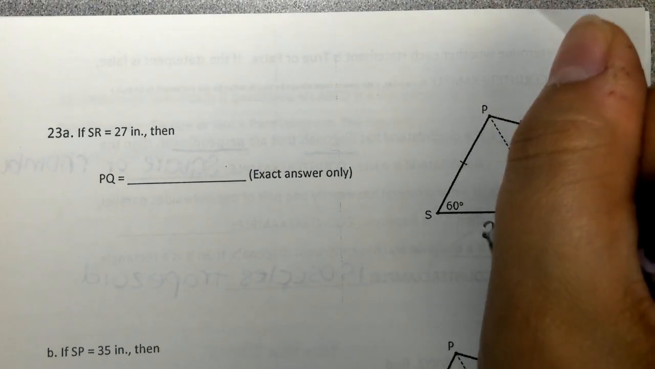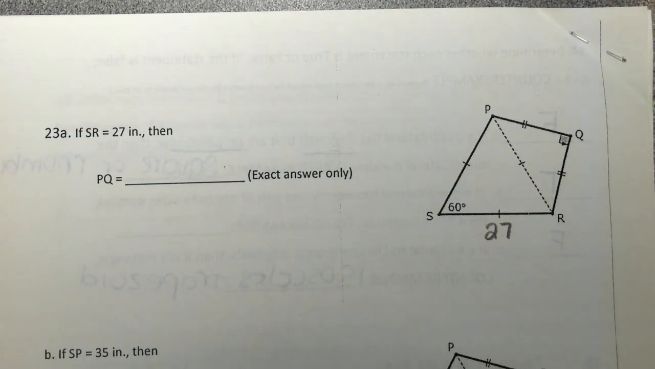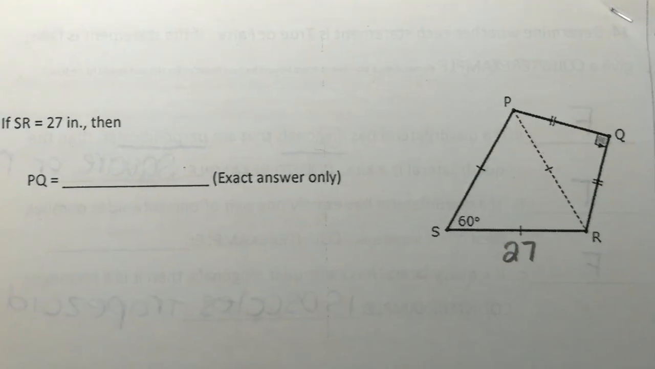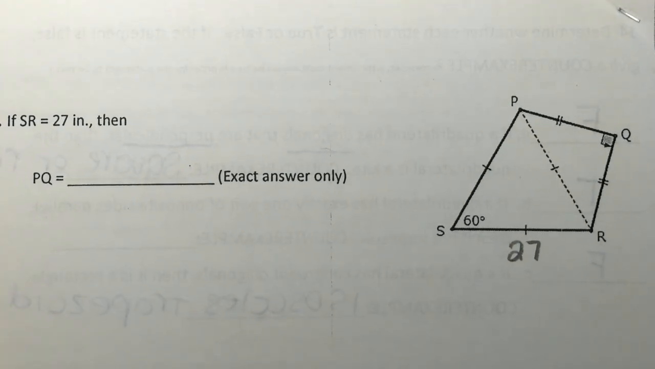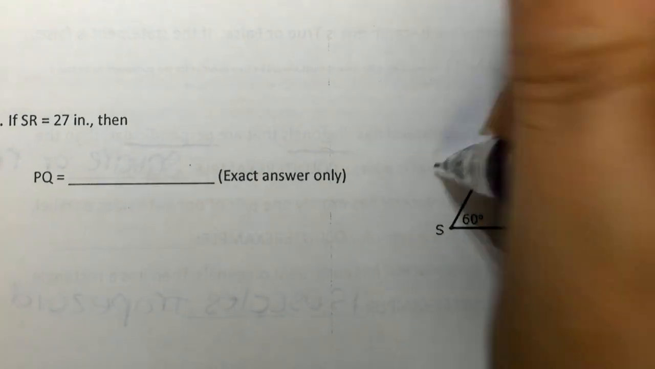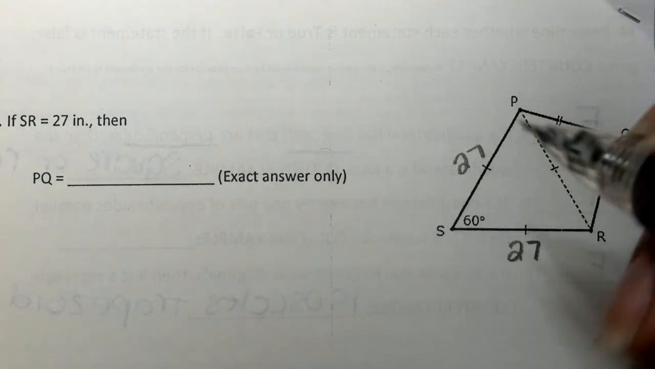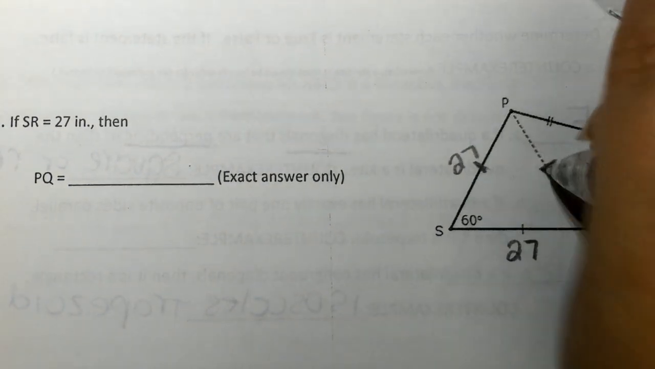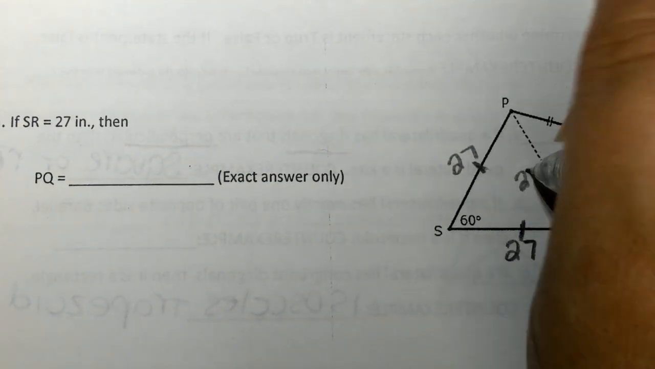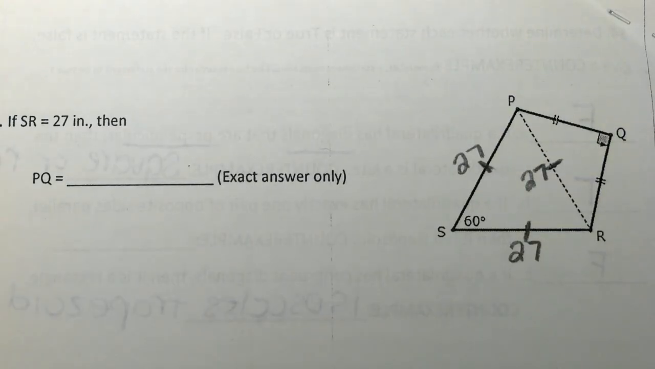SR is 27. Everybody put a 27 right there. What else do I know? PR 27. Cool. And PR 27. Why is PR 27? It has the tick mark. Y'all, it has tick marks. They're very small, but this is an equilateral triangle, so all three of them are 27.